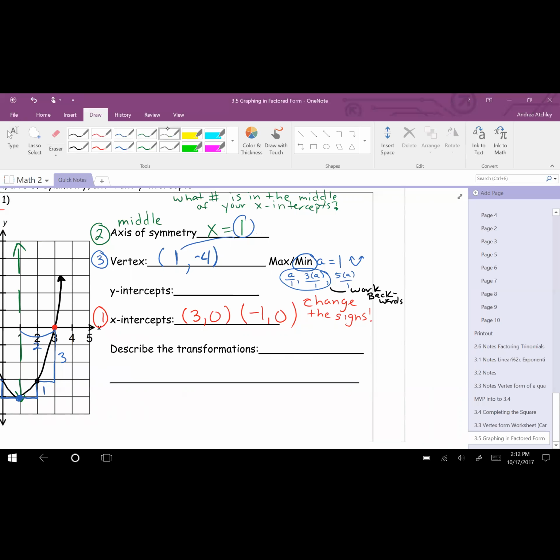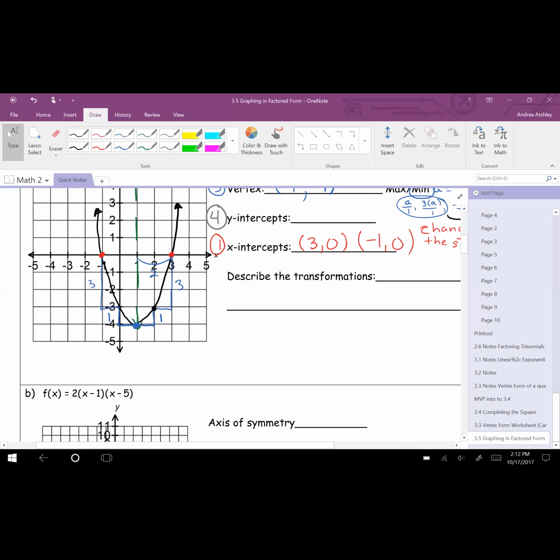Okay, the next thing I'm going to find, number 4, is my y-intercept. And I can just look at my graph on this one. Can someone raise their hand and tell me where I find my y-intercept? Very good. It crosses the y-axis, which is this vertical line. It's 0 for x and it's at -3 for y. Any questions over that?